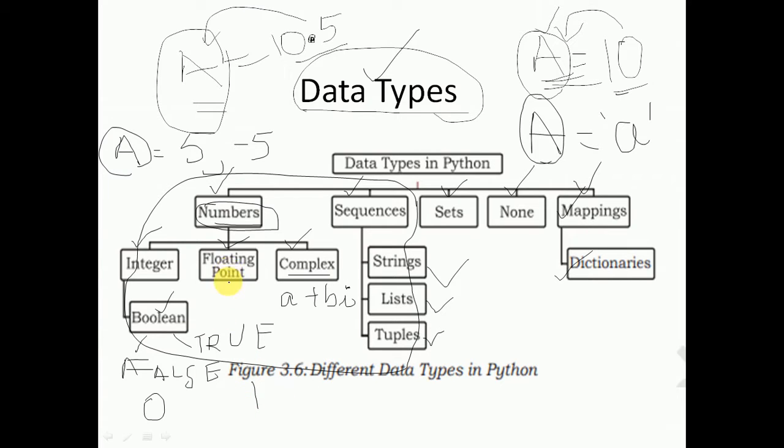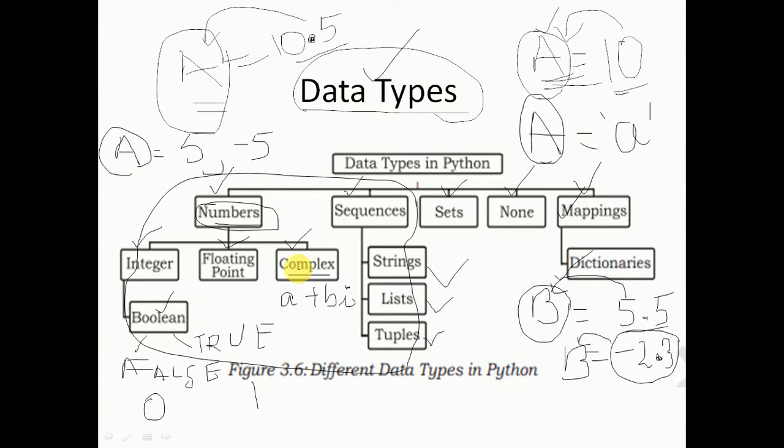It comes under number. So floating data type includes those decimal values. If you represent a variable with some 5.5 or 5.6, then this will come under floating point. Or if you represent like this, minus 2.3, then this b becomes the floating point data type.